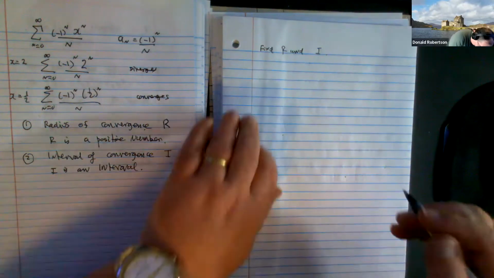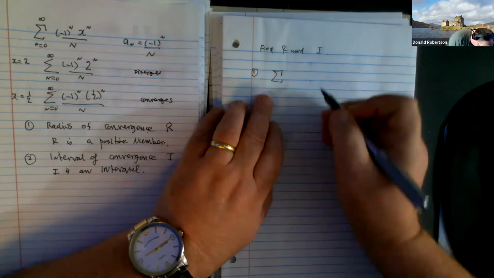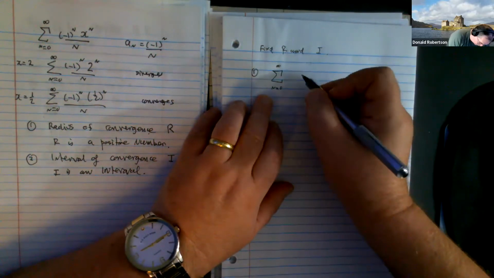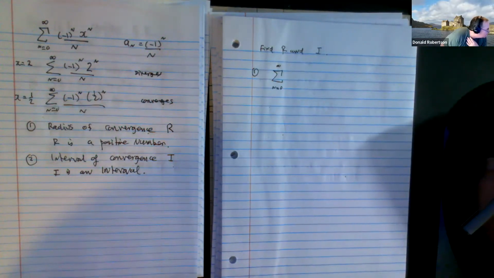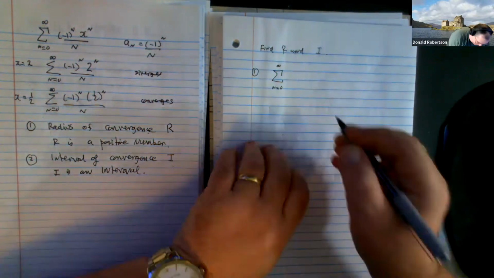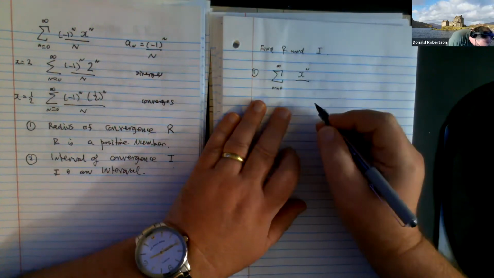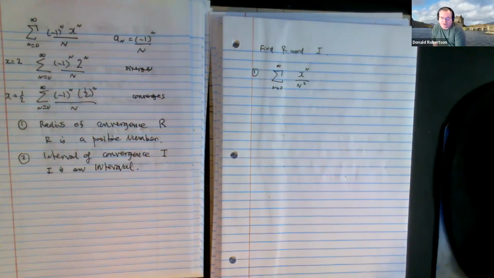So here's my first one. I'm going to find the radius and interval of convergence of this power series. Let's do X to the N over N squared. Yeah, pick a nice simple one to start with.